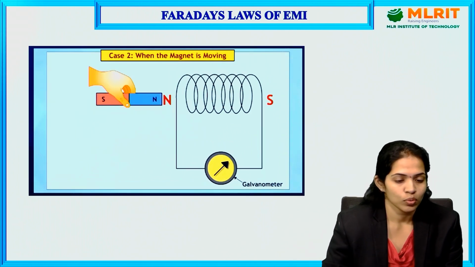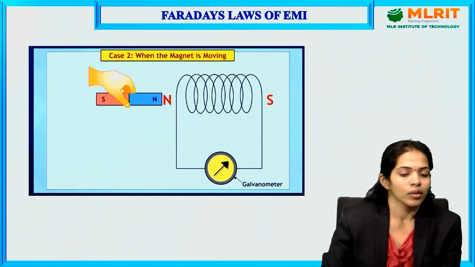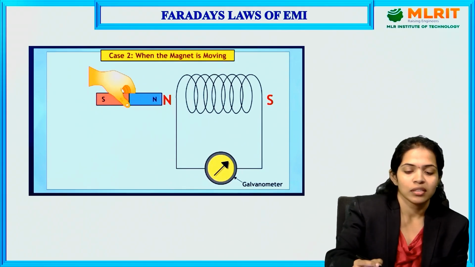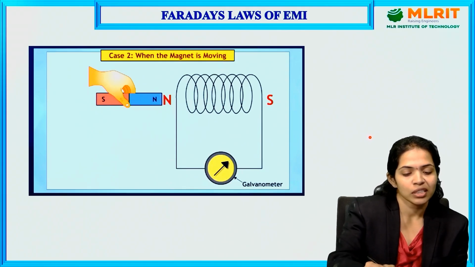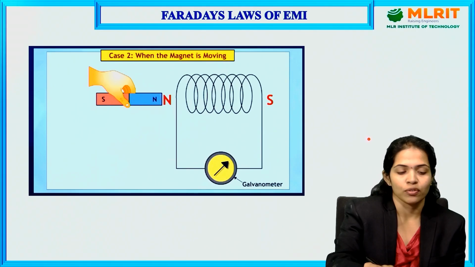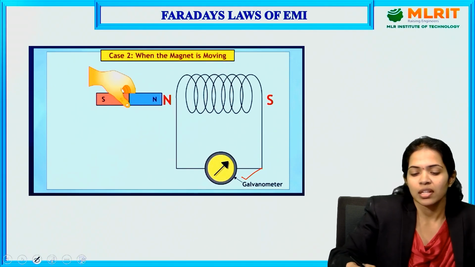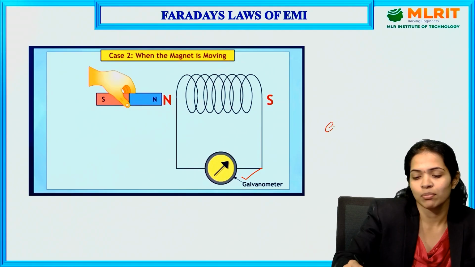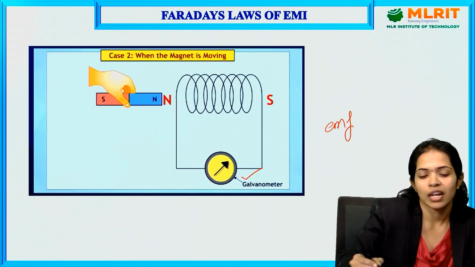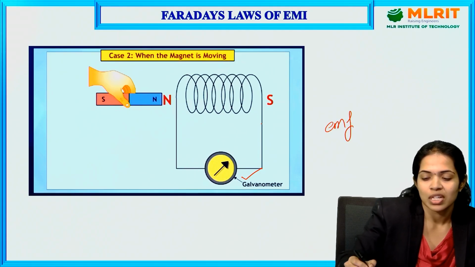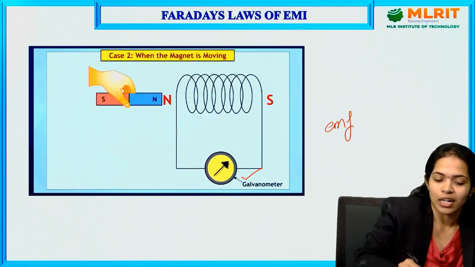In case 2, we put the magnet as moving and the coil conductor is stationary. In both cases, there is a deflection shown in the galvanometer. This deflection is nothing but the EMF induced in this coil conductor. This EMF induced in the coil conductor will allow current to flow in this conductor.